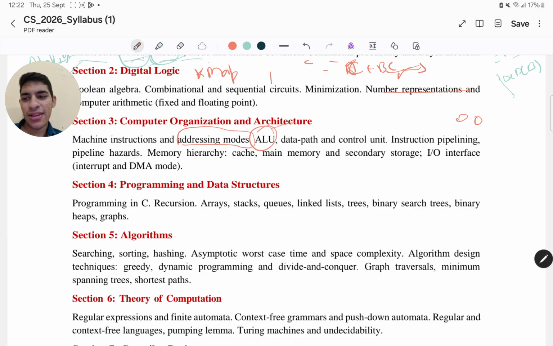ALU refers to the arithmetic and logical unit. How will the question come in the exam? Okay, so they might ask you about some particular function. Okay, so this is the particular function, which unit is responsible for performing this function. There will be an option like control unit, there will be an option like arithmetic and logical unit.